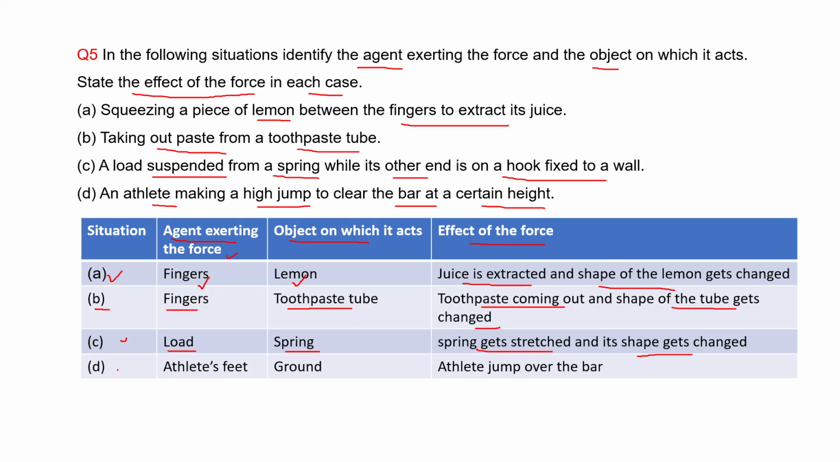D. An athlete making a high jump to clear the bar at a certain height. The agent is the athlete's feet, the object on which it acts is the ground, and the effect is the athlete jumps over the bar and its state of motion is changed.